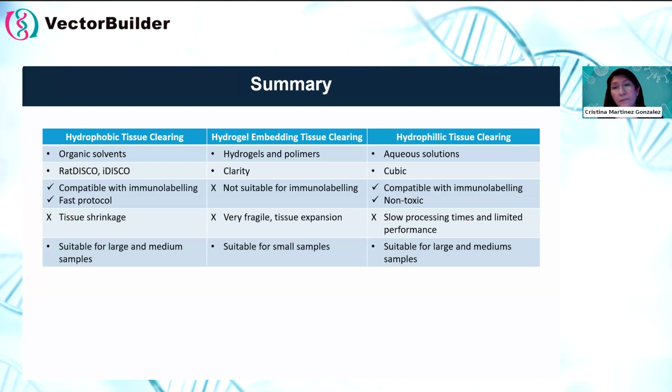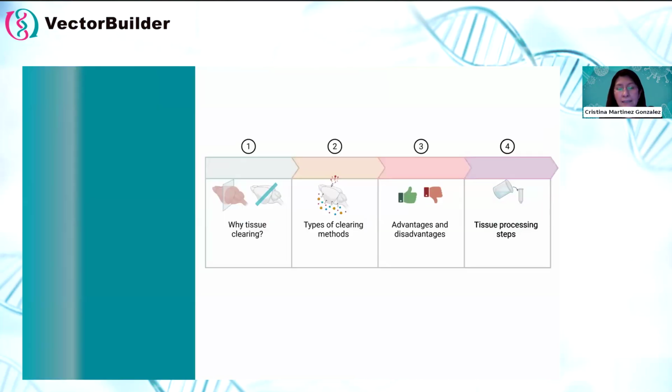Basically, they are reproducible. So the water-based or hydrophilic tissue clearing is compatible with immunolabeling. It can be slow. It might take a while, with slow processing times for the protocol, and it has a bit of limited performance. So some antibodies may not work in this approach. However, it's not toxic. And again, I would say this is suitable for large and medium size samples.